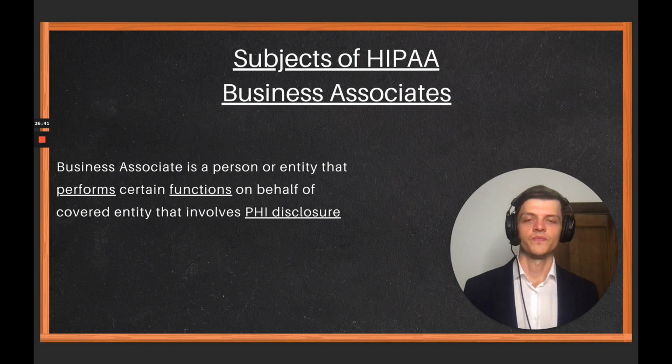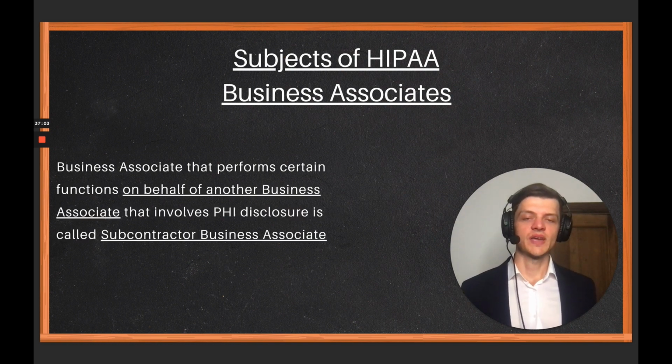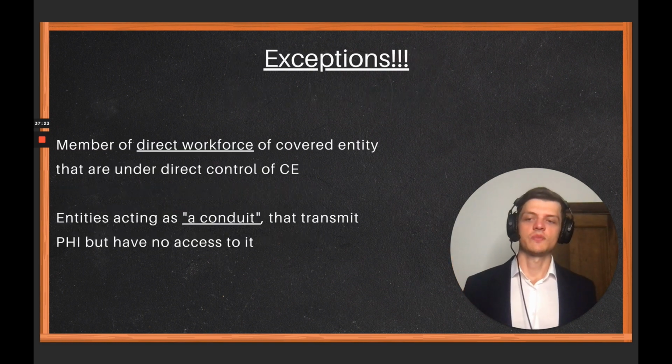For example, you have someone delivering water to the covered entity. They provide services, but there is no PHI disclosure. Thus, they will not be a business associate. Now, there is a subcategory of business associate. If a business associate provides services to another business associate that involve PHI disclosure, this business associate will be considered a subcontractor business associate. There are a few exceptions to this rule.